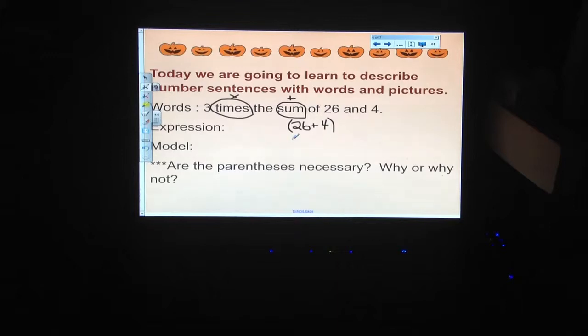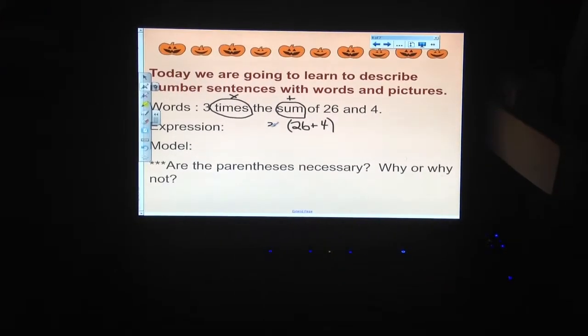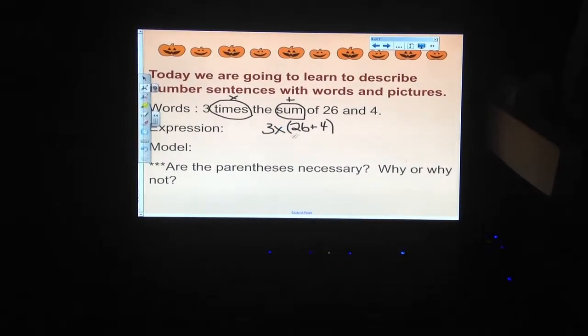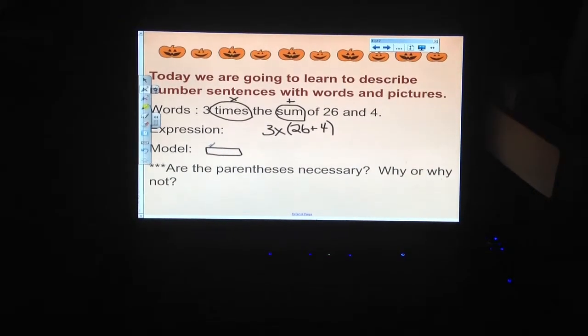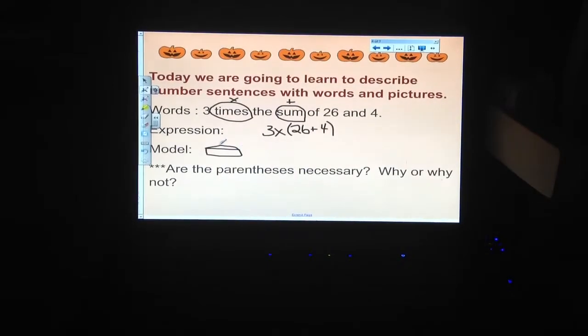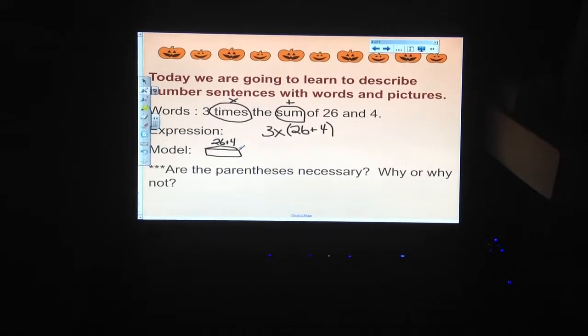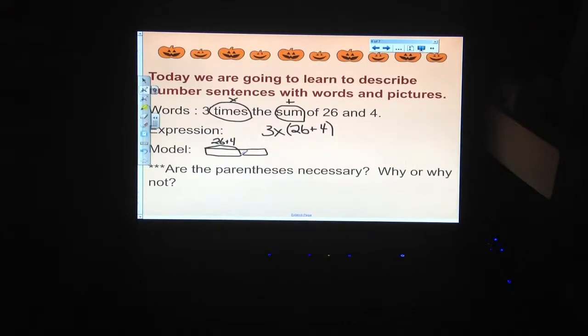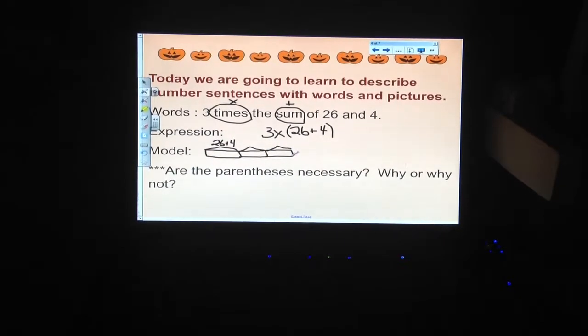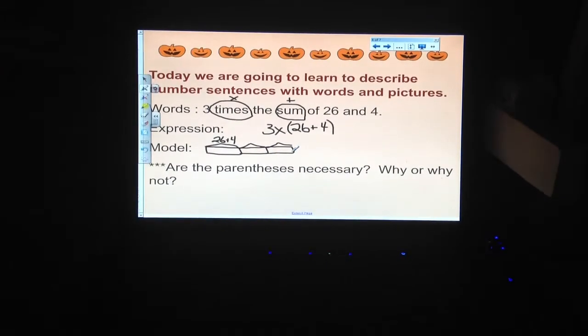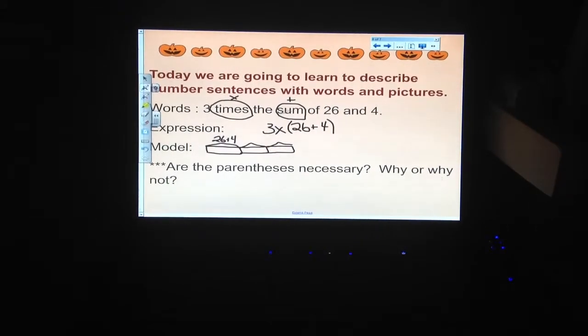So the sum when I add them, and then it says 3 times that, so I have 3 times. A model of that is just our tape diagram that we go back to. Okay, that bar would be 26 plus 4, and then because it says 3 times, I would have 3 bars. And I could put 26 and 4 above all of them, but I'm not going to right now.